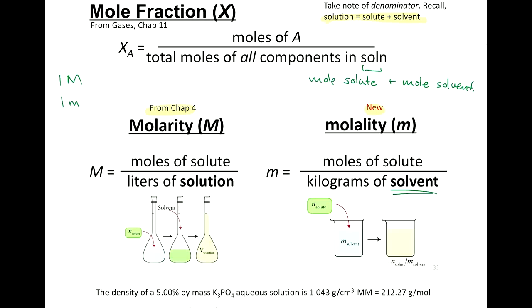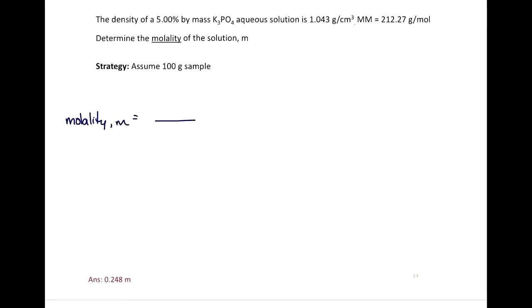Essentially, just let the units do their work to help us understand and convert to the new units that we want to get to. All right, so the density of a 5% by mass potassium phosphate aqueous solution is 1.043 grams per centimeter cubed. And there's the molar mass of the solute, K3PO4. What is the molality of this solution? Again, let's let the units do the work for us.